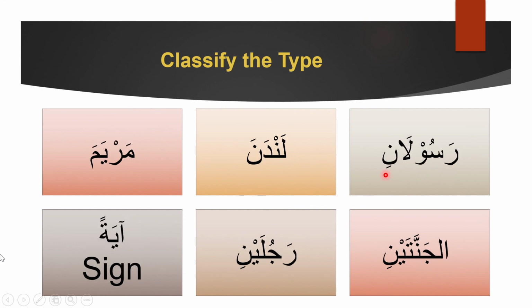Rasulani. No signs of it being proper, is there? So it's common. Next, London. First of all, it's a name. It's a very proper name of a place, so proper. Maryama. It's a name, so proper. Al-Jannataini. Al, so it's proper. Rajulaini. Common. Why? Yes, there is nothing for it to be proper. Ayatan, it's common.